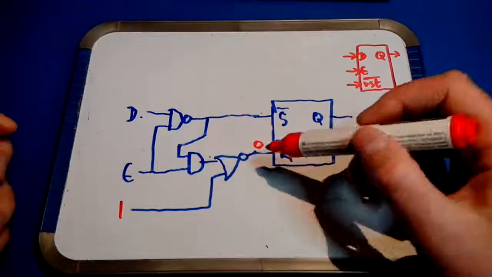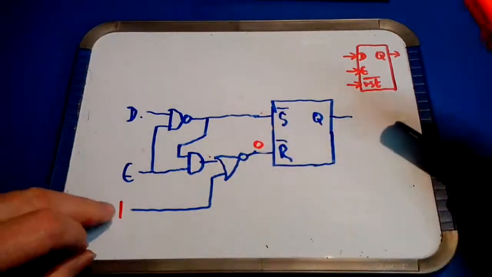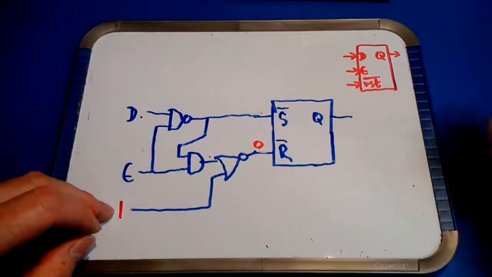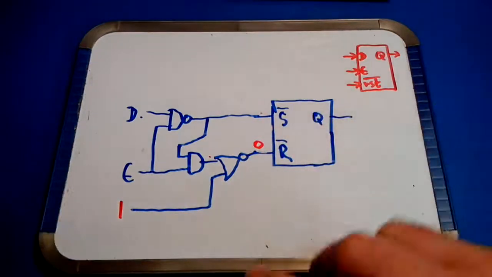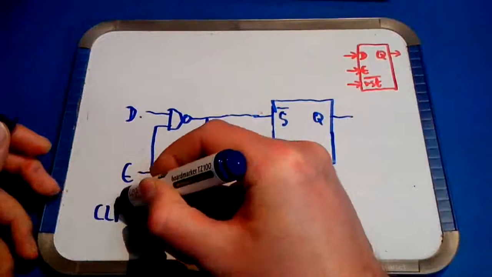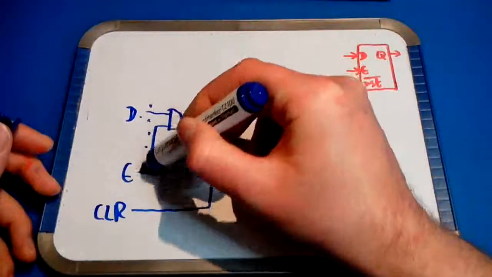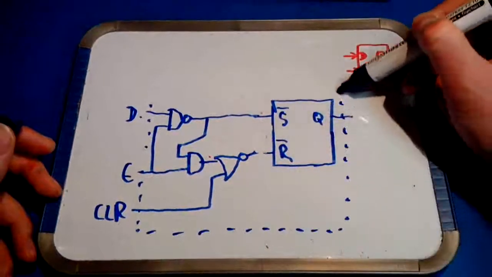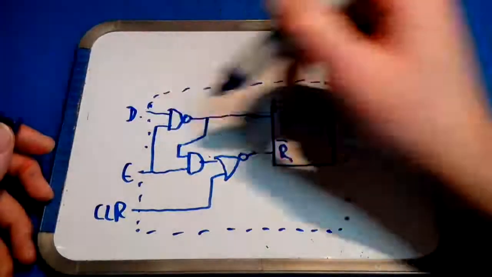regardless of this input. In other words, we have a new input and we can make that input 1 to clear the latch. Now let's call that input clear. And now we almost have the D latch that we wanted.